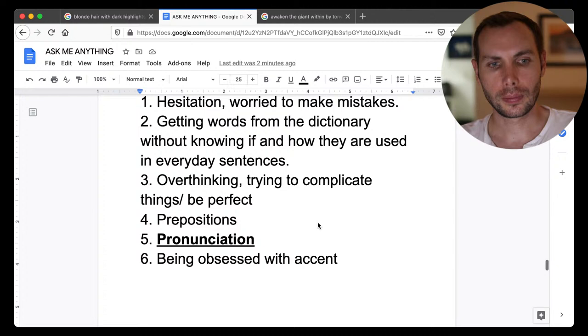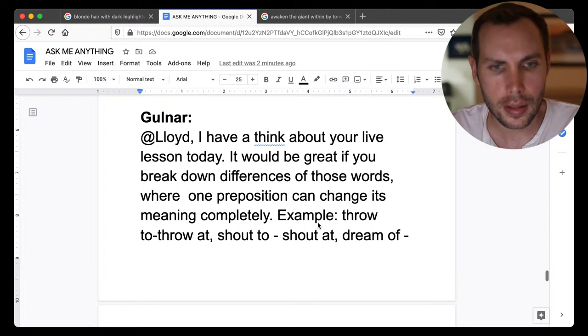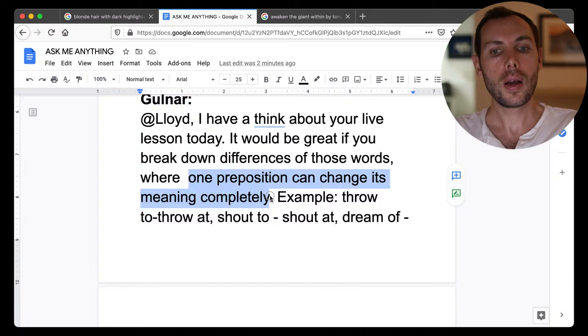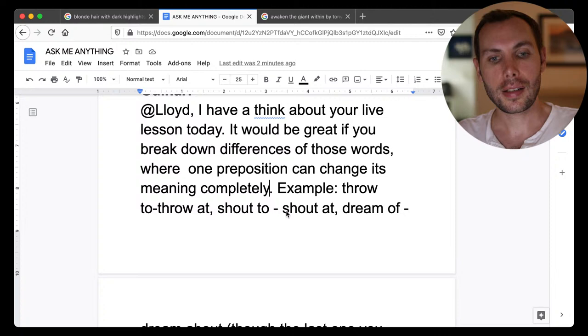Okay, so Gulnar asked this in our private WhatsApp group. She said, I think about your lesson. So she talked to us about prepositions. And this is a very good point. We talked about this in our Zoom session today. One preposition can change the meaning of a phrase, a sentence completely, right? Throw to, throw at, shout to, shout at, dream of, dream about. It's a very good point.